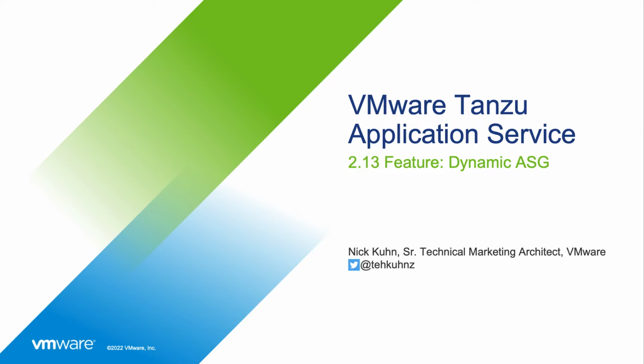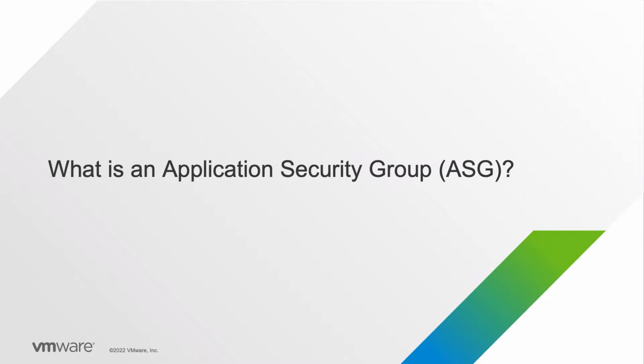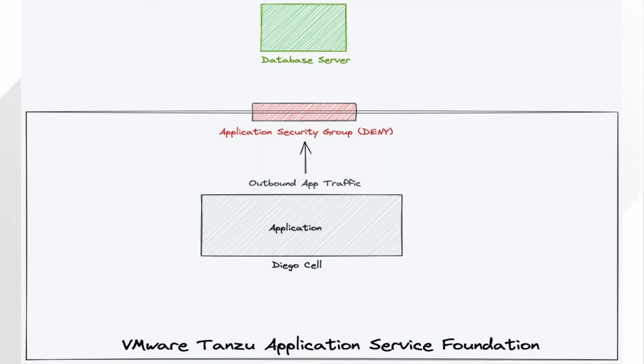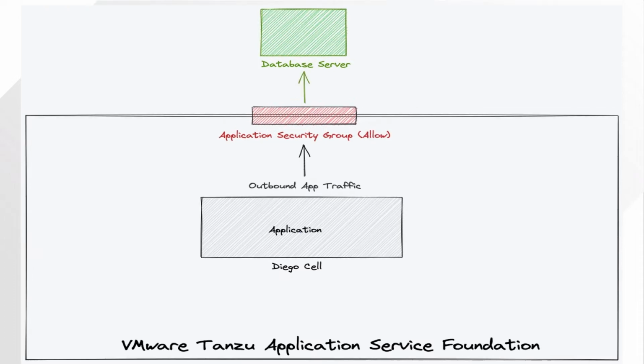This video will focus on a new Tanzu Application Service 2.13 feature called Dynamic Application Security Groups, or ASGs. For those of you who do not know, an application security group is essentially a software-defined firewall that can be used for additional layers of security on your Tanzu Application Service platform. ASGs are typically used to grant access to certain systems like a database or middleware server that lives externally to your platform. This allows applications running inside your Tanzu Application Service platform to connect to them.